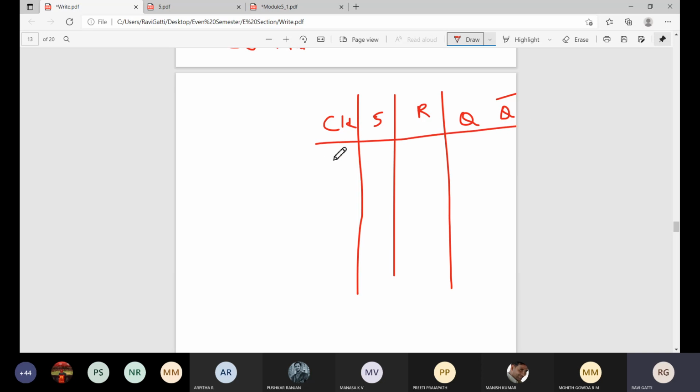When your clock is 0, what is the condition of your SR latch? Pushkar, when the clock is 0, what is the condition? Sir, S and R should be 0, and Q and Q bar will have no changes. Yes, there is no effect of S and R. Irrespective of S and R, your SR latch will not work.